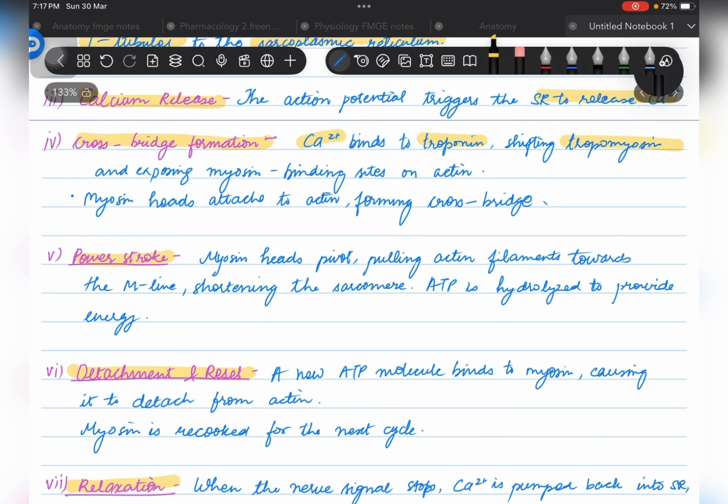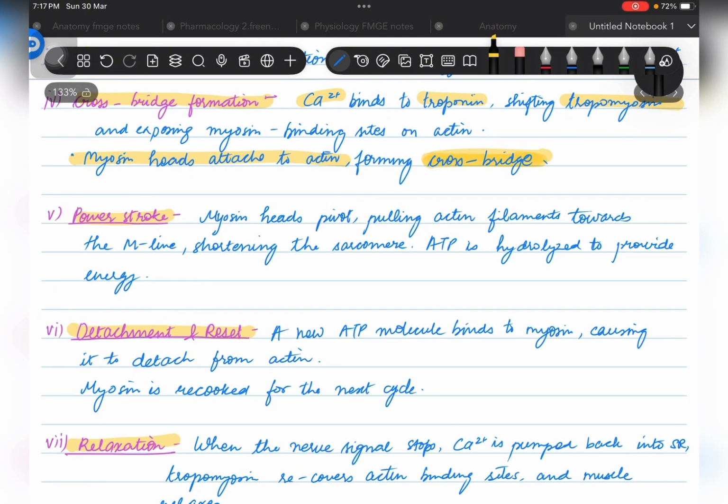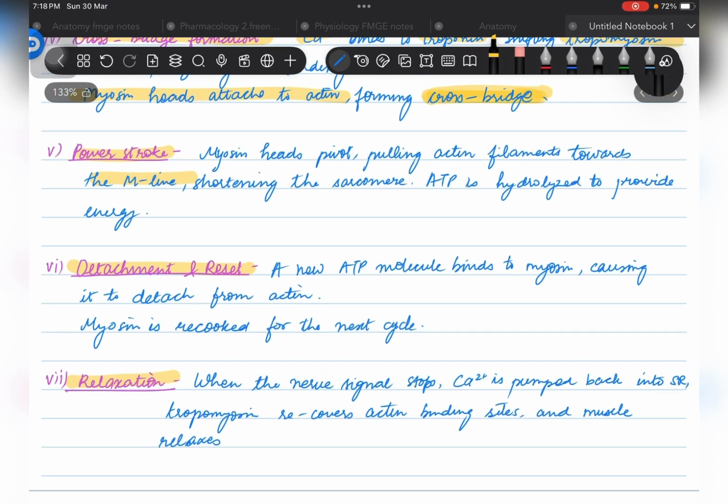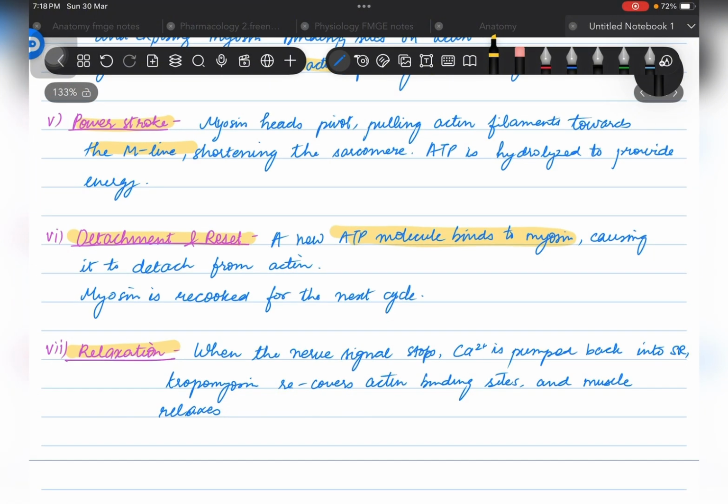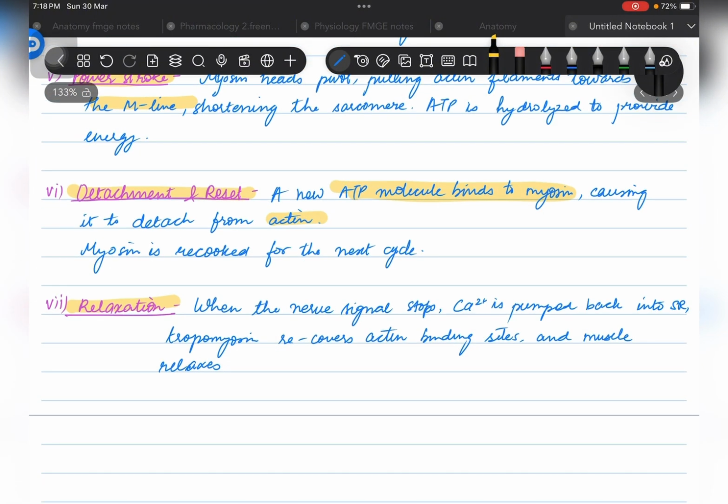Myosin heads attach to actin, forming a cross-bridge. The fifth is the power stroke, in which myosin heads pivot, pulling actin filaments towards the M line, shortening the sarcomere. ATP is hydrolyzed to provide energy. The sixth one is detachment and reset, in which a new ATP molecule binds to myosin, causing it to detach from actin. So myosin is recocked for the next cycle.